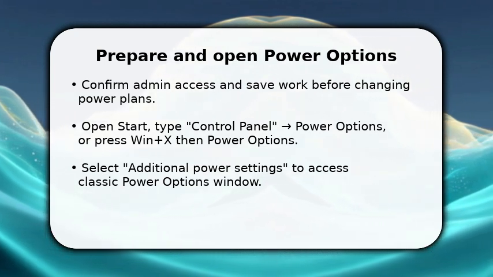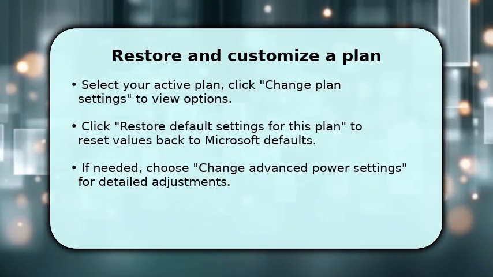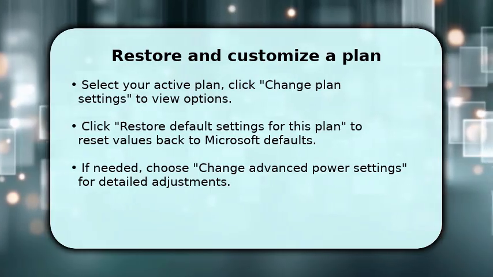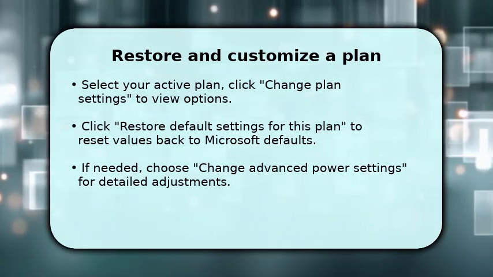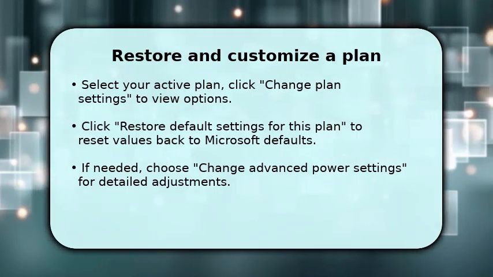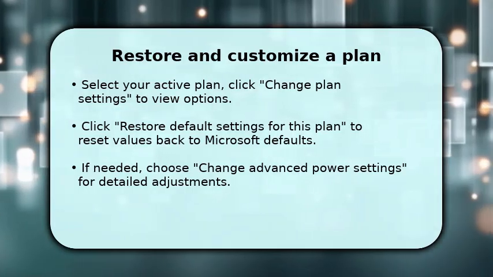Once on the classic Power Options page, pick the active plan and click Change Plan Settings. This shows basic options like sleep and display timeouts. If incorrect tweaks exist, click Restore Default Settings for this plan to return to Microsoft defaults. This fixes most misconfigurations. For targeted fixes, choose Change Advanced Power Settings.